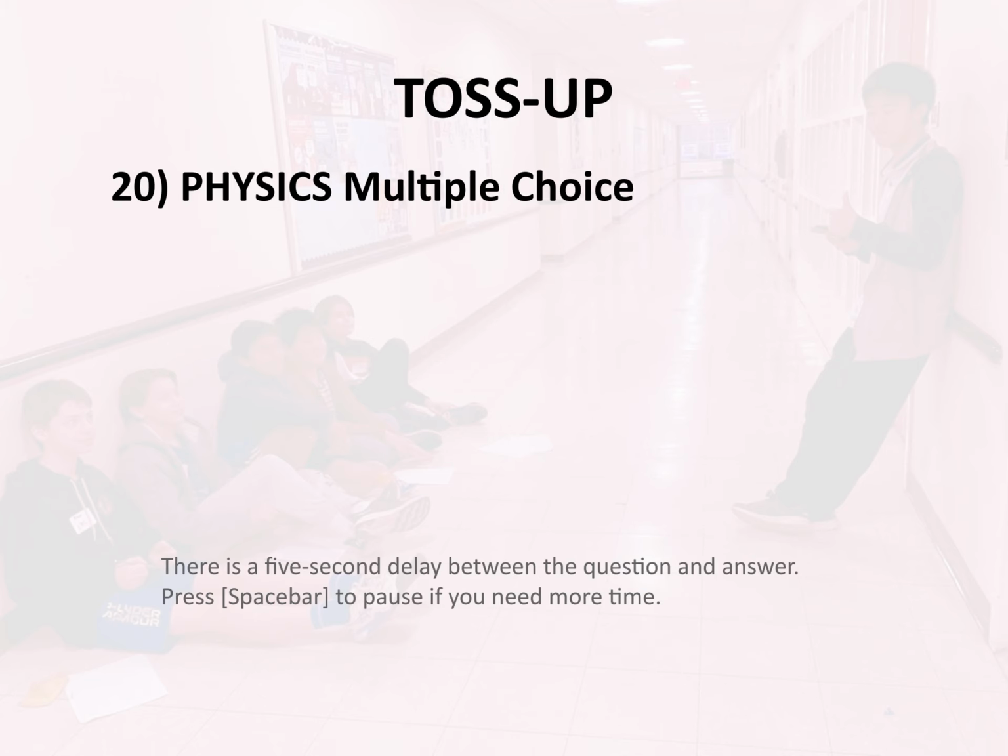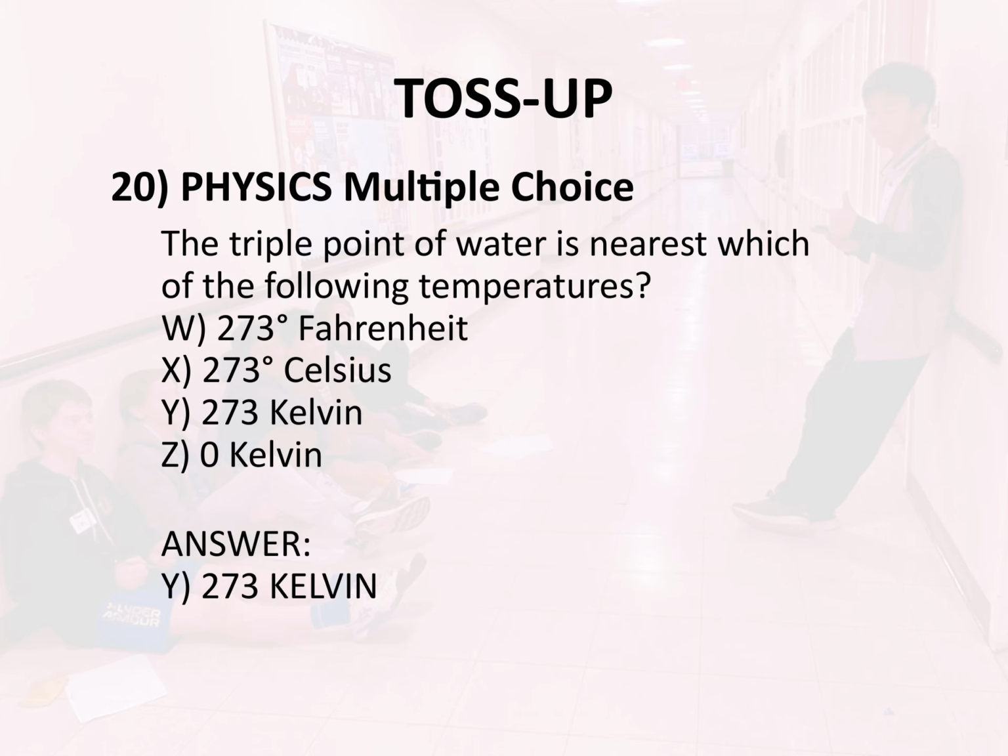Toss-up 20. Physics. Multiple choice. The triple point of water is nearest which of the following temperatures? W. 273 degrees Fahrenheit. X. 273 degrees Celsius. Y. 273 Kelvin. Z. 0 Kelvin. Answer. Y. 273 Kelvin.